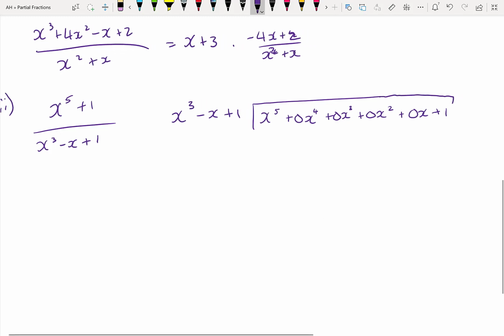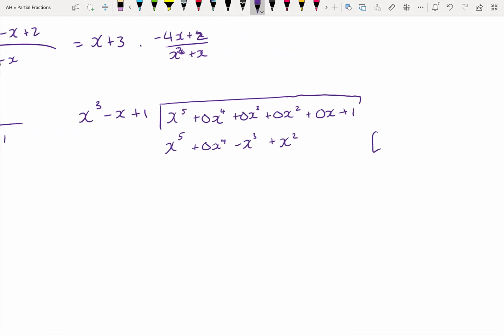Okay, so this is what I've got to do. So I'm looking at the highest power here, and I'm trying to get it to that one. Well, how do I get it matched? Well, I'm going to multiply it by x squared. So I get x to the 5, I've got no x to the 4th, I'm going to have a minus x cubed, I'm going to have an x squared. And so again, just as a wee reminder of what am I doing here? Well, I'm doing x cubed minus x plus 1, and I'm multiplying that by x squared. And I'm going to subtract.